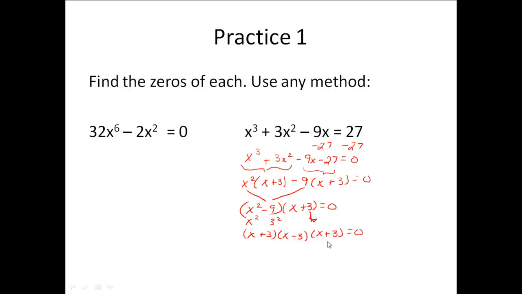Now that I've got it factored as far as I can, because all my x's only have an exponent of 1, I set each quantity equal to 0. And I end up getting x is equal to negative 3, or positive 3, or negative 3. Now notice how negative 3 happened twice. I don't need to write it twice. I would just put my answers down as x equals positive 3 or negative 3. So those are my zeros.